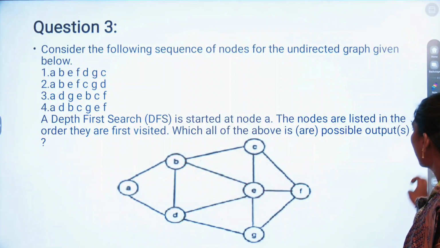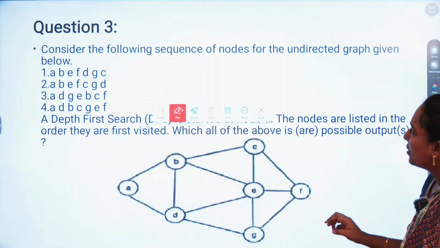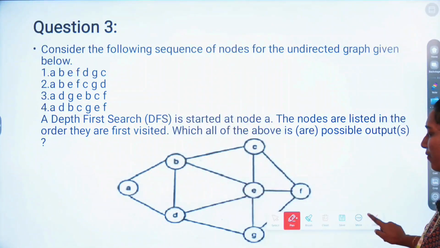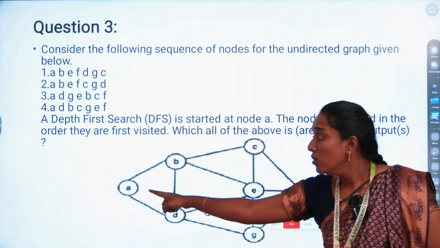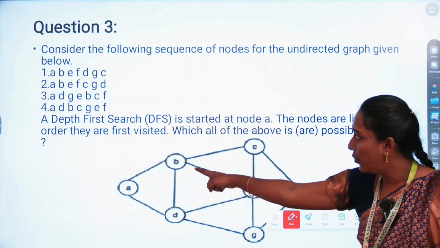Let us go for the second option now. The starting node is already given. We are going to start with the node A. So from A, it reaches the node B.